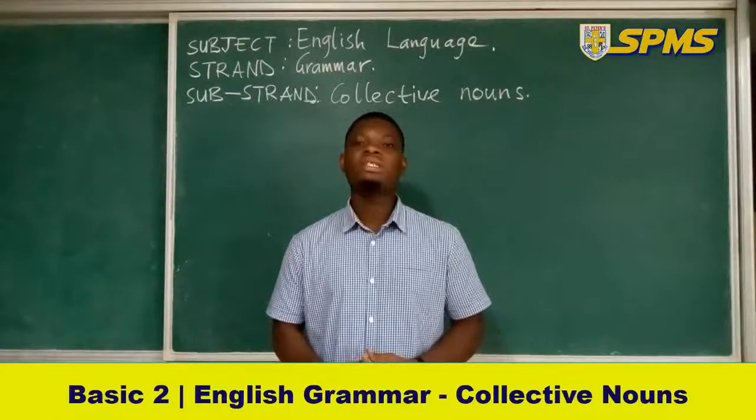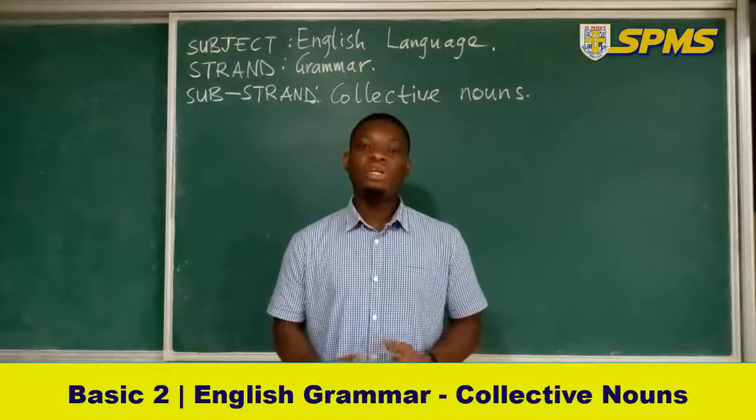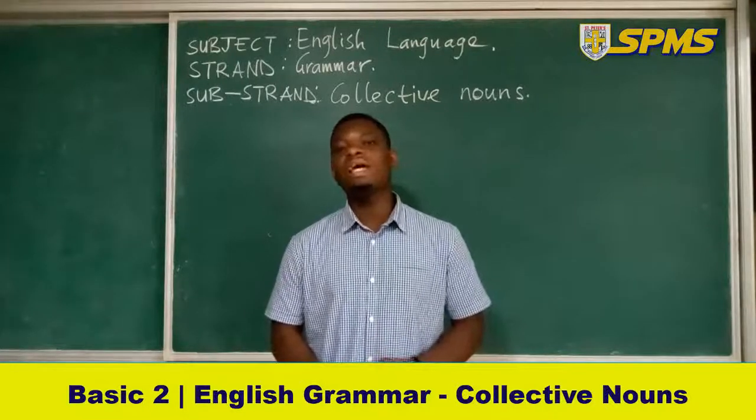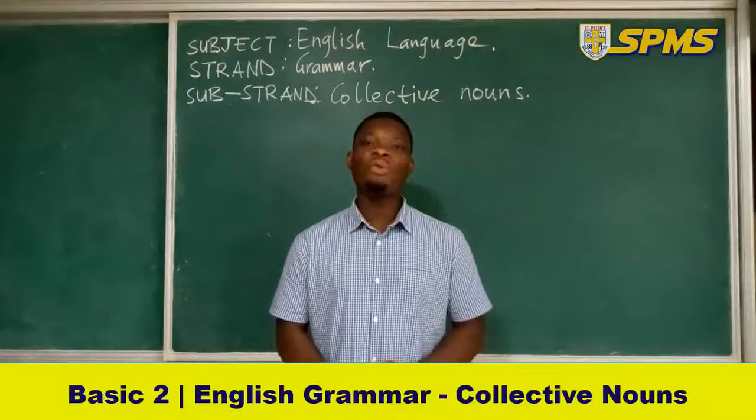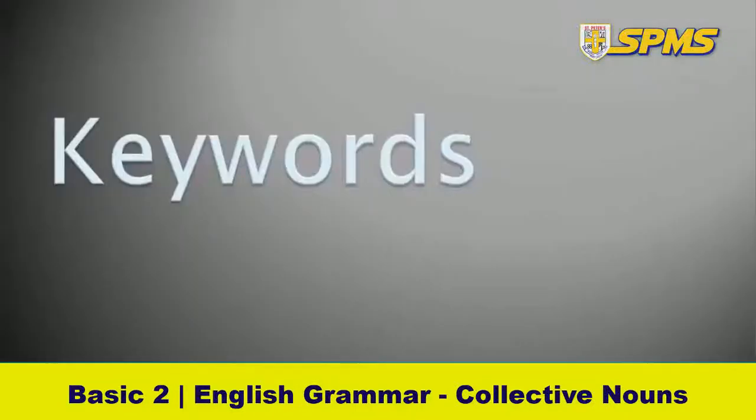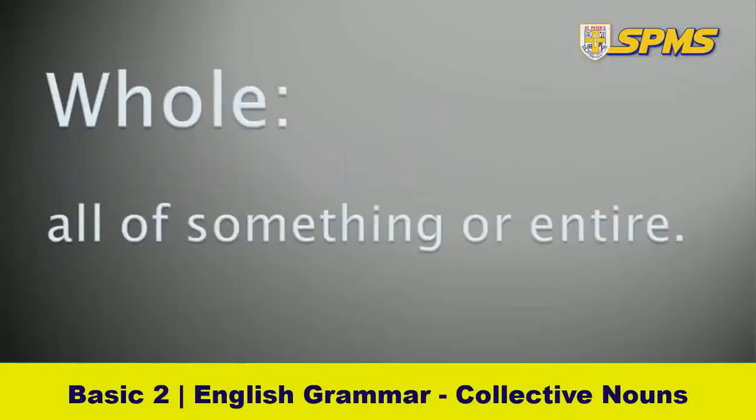various nouns. Just as we do every day, today we have some keywords here that I would like us to look at before we move on to our lesson for today. Let's get familiar with these keywords. The first keyword that we have here is whole. Whole means all of something or entire. Something which is full or a part of it has not been taken. Everything is intact. We say that thing is what is whole.